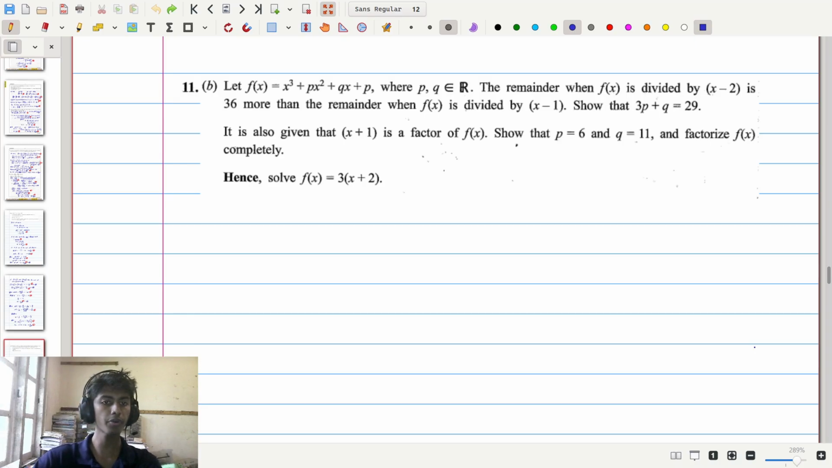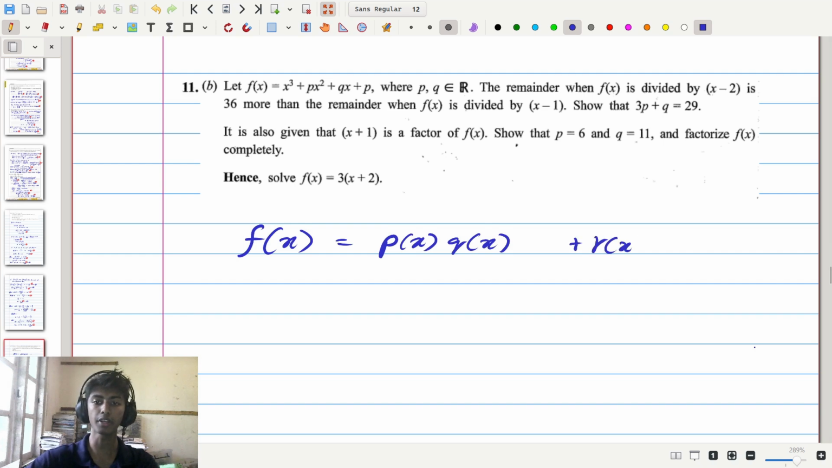So to start off, we're going to use our knowledge of the remainder theorem and say, if f(x) is divided by x minus 2 and we get a remainder, the remainder is going to be f(2). We can prove this by the fact that if you have a remainder, let's say we have f(x) equals p(x) times q(x) plus r(x), where q(x) is our quotient and p(x) is our divisor.